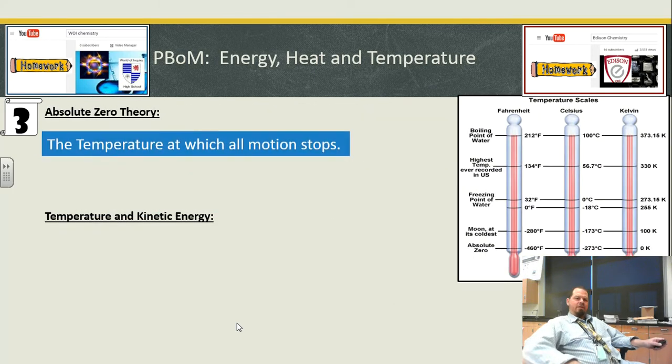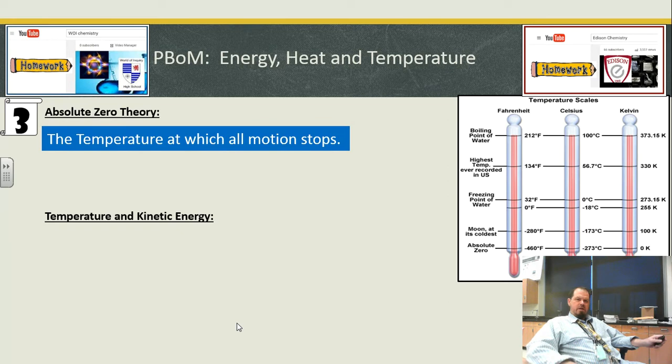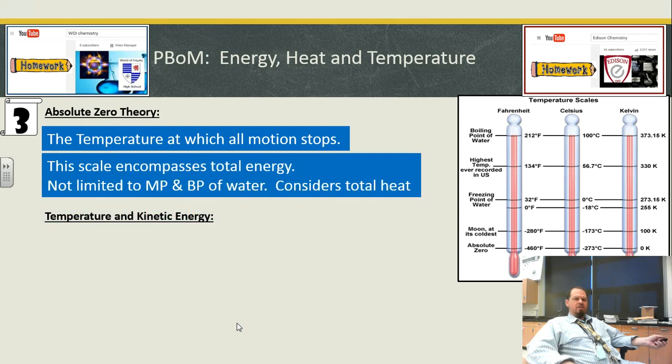Absolute zero theory. This is a good thing. This is the temperature theoretically at which all motion stops. I say theoretical because we are not there yet. We are something like 0.4 kelvins away. This scale, Kelvin, encompasses total energy. So it's not just limited to the melting point and boiling point of water. It considers total heat and total energy.